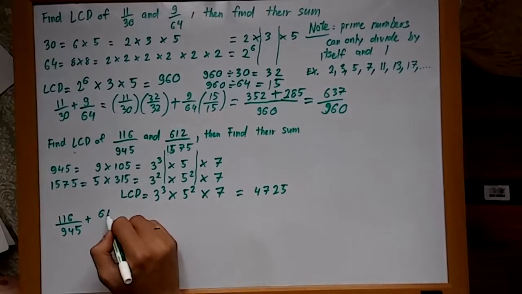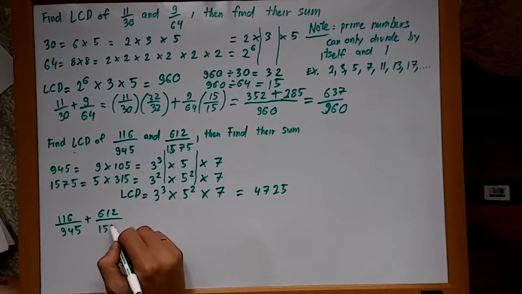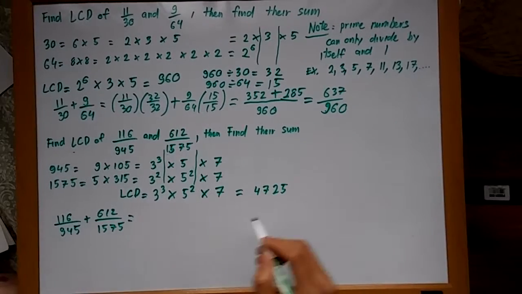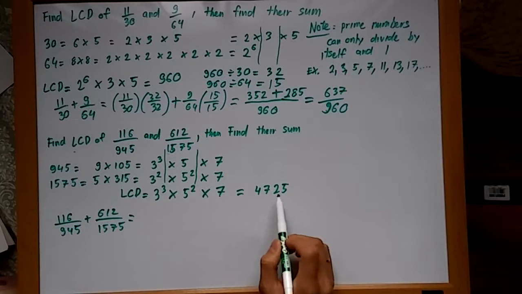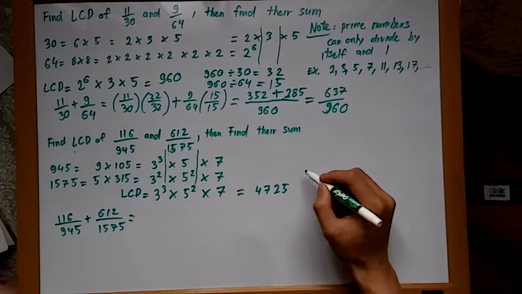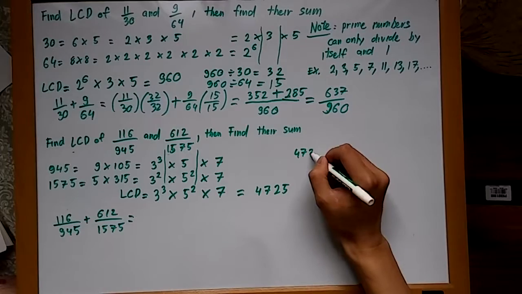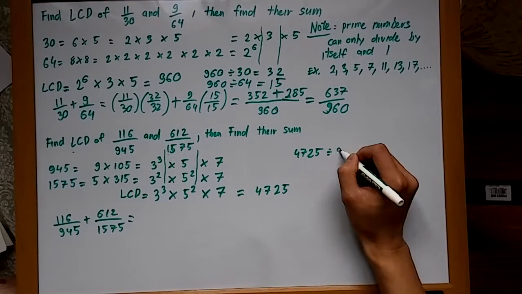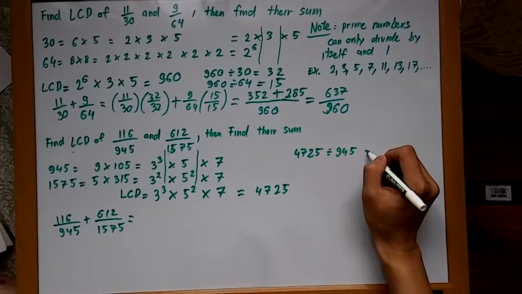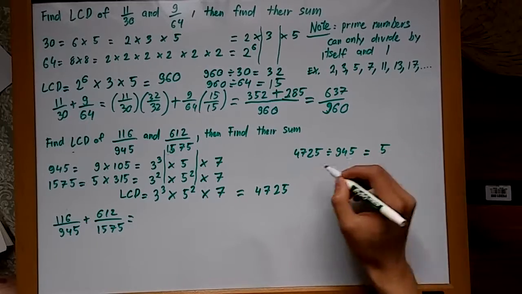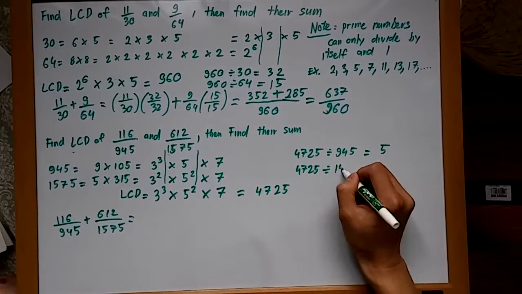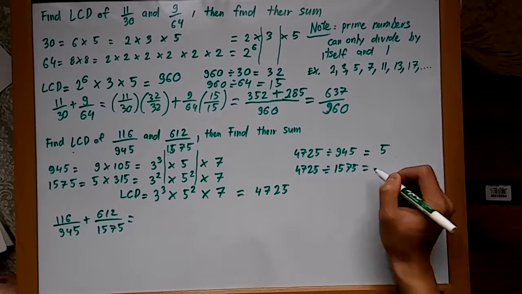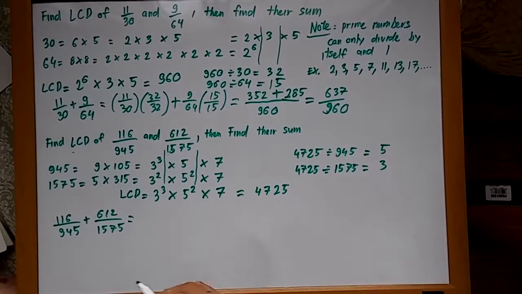Now that we have the LCD, we can add these two fractions together. 116 over 945 plus 612 over 1575. So first we have to find the multiples to convert them to have the same denominator. So 4725 divided by 945 is equal to 5. 4725 divided by 1575 is equal to 3.